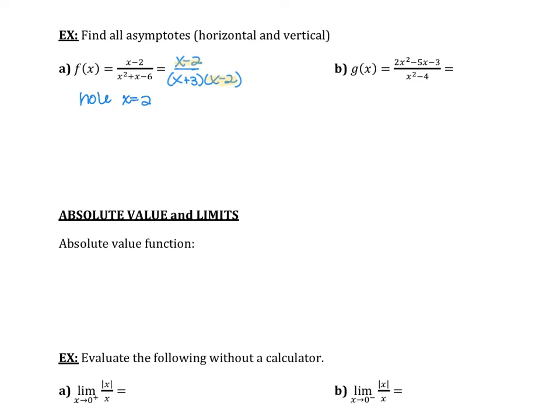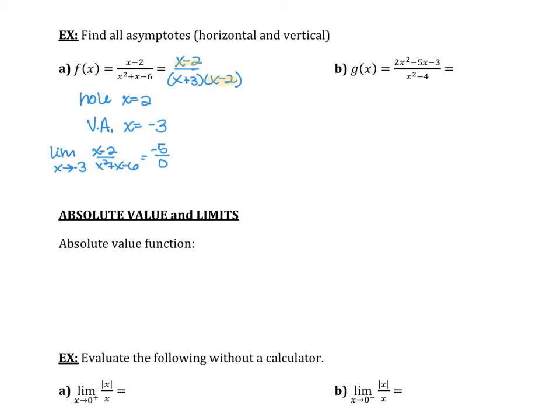So where do I have a vertical asymptote? I have a vertical asymptote when x equals negative 3. Can we verify that by taking the limit? Sure. If I take the limit as x approaches negative 3, what I believe my vertical asymptote to be, of x minus 2 over x squared plus x minus 6, I get negative 5 over 0. That was exactly the recipe to be able to say that x equals negative 3 is my vertical asymptote. Okay, well, what about a horizontal asymptote?